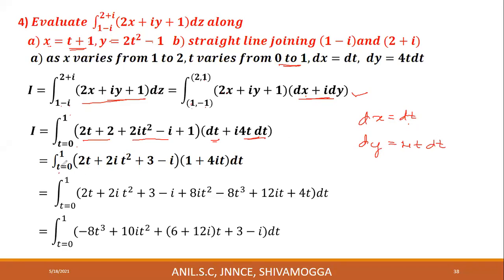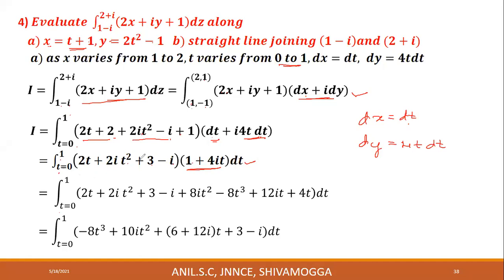This is equal to the integral from t equal to 0 to 1 of (2t plus 2it square plus 2 plus 1, that is 3, minus i as it is). Here dt is common in both the terms. You take dt as a common factor. What you get inside the brackets is 1 plus 4it. Therefore, this is equal to the integral from t equal to 0 to 1.